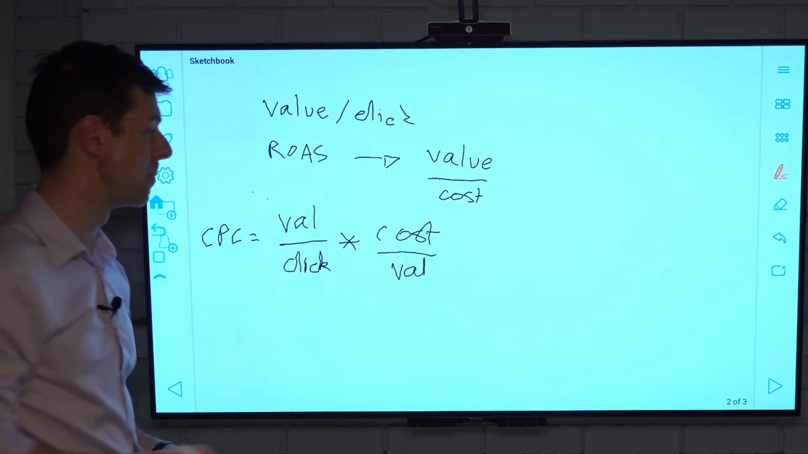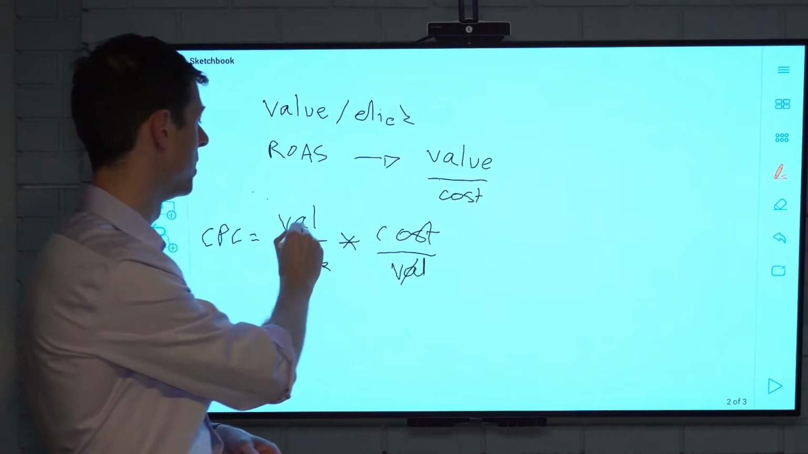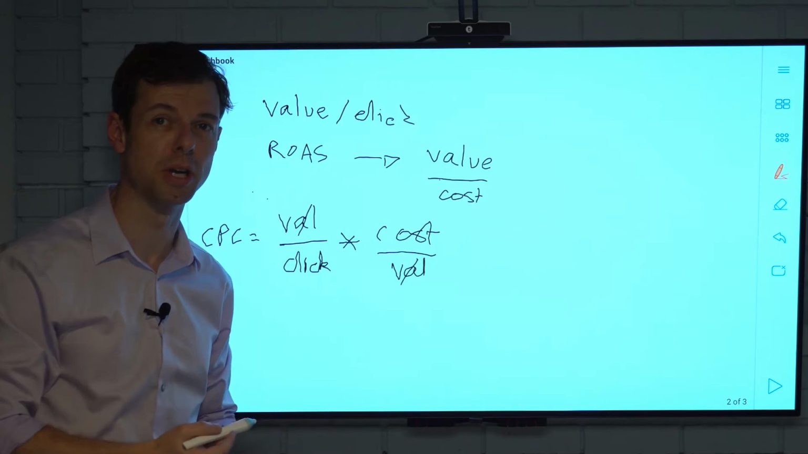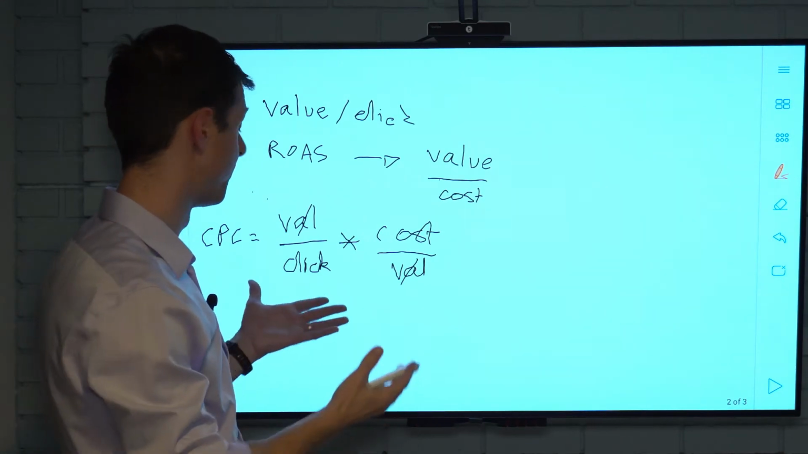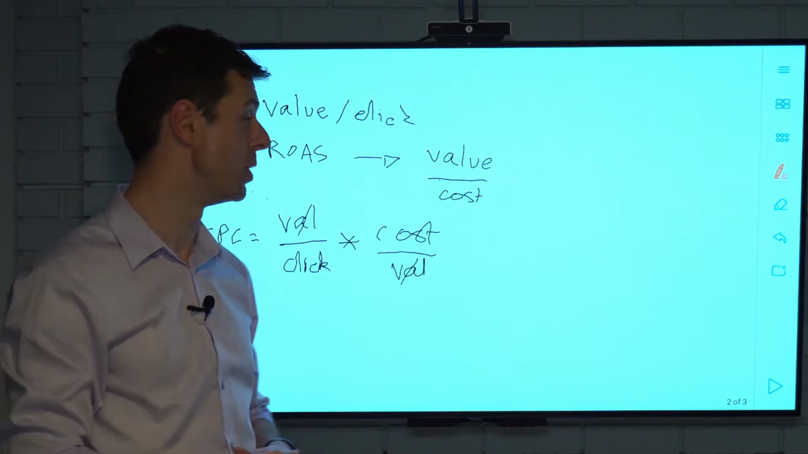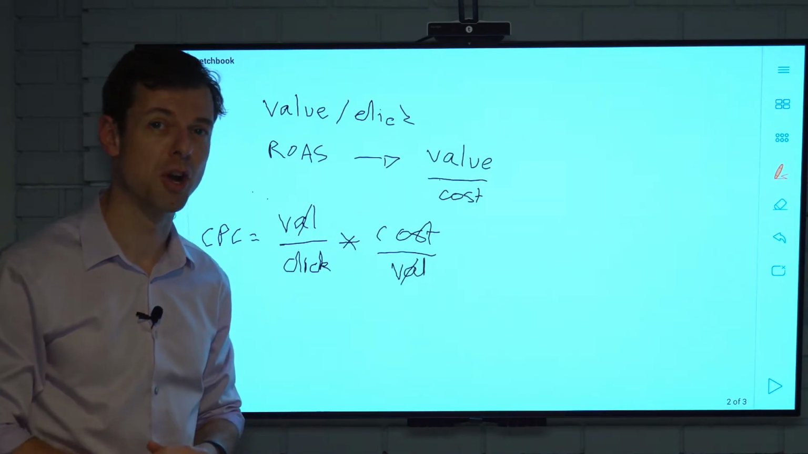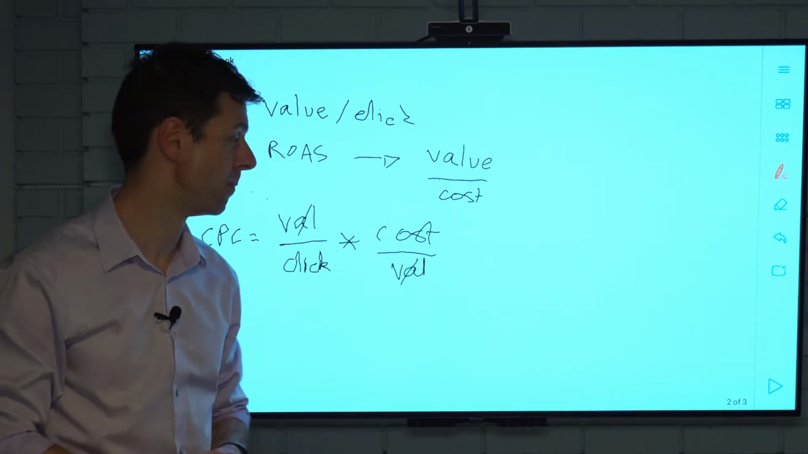Now, if we do a bit of basic math here, we see that value on these two sides of the equation, we can just drop it, and then we end up with just cost per click. So in fact, the equation very simply to come up with CPC is value divided by click, multiplied by the inverse of the target return on ad spend.